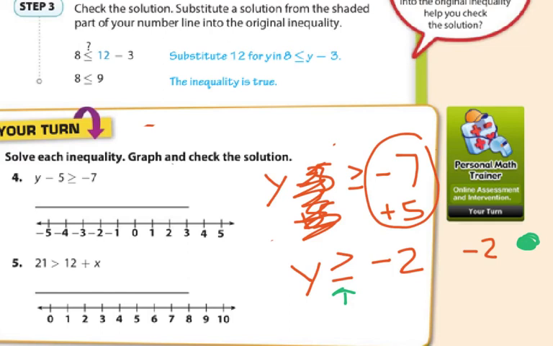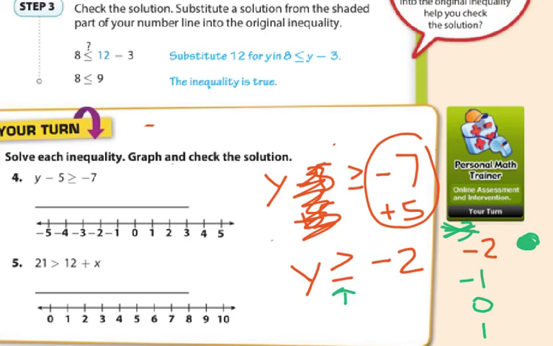Can y be -3? If y is greater than -2, that means that y has to be bigger than -2, which means it's to the right of -2, and -3 is to the left of -2, so it cannot be -3. Does that make sense? But a number that is bigger than -2 would be to the right of it, and that would be -1 and 0 and 1. Does that make sense?